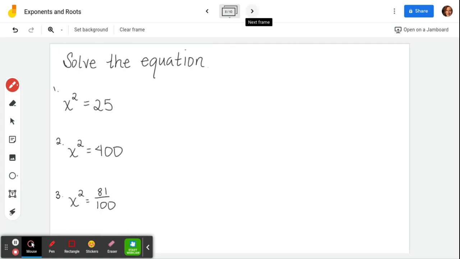Let's have a little bit more to show you. When you're solving an equation, it means finding any number that you can put in place of the variable to make that a true sentence. So this is saying, what do you take to the second power? What do you take times itself to get 25? Hopefully right away you thought, well, 5, because I can take 5 times itself to get 25.